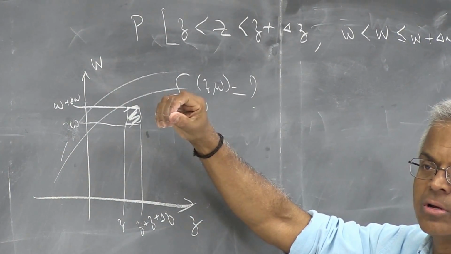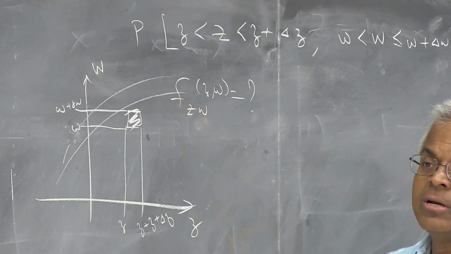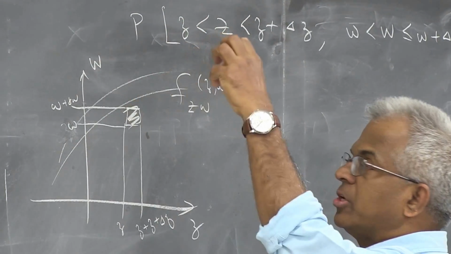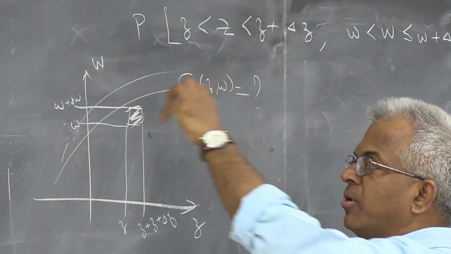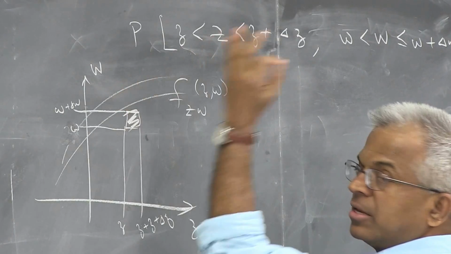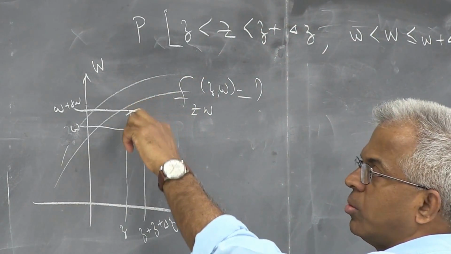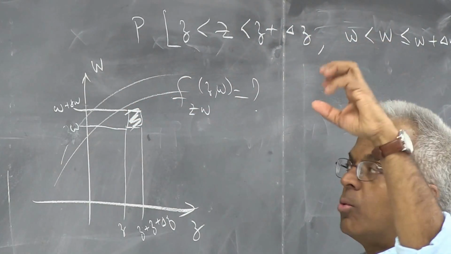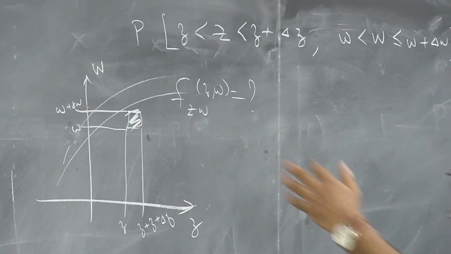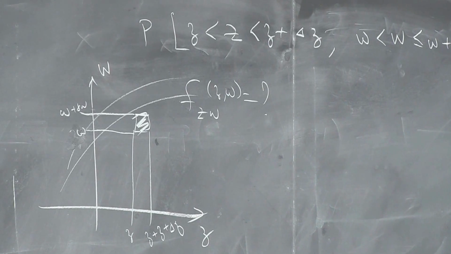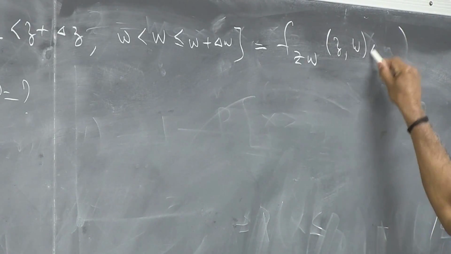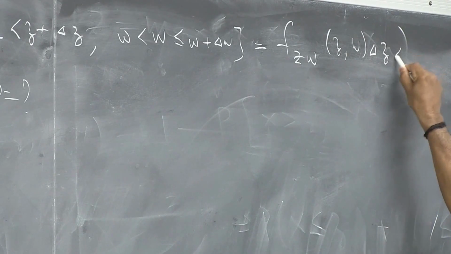Remember, the density function is here. The region is very small, so finding this volume is the same as what? Imagine a tiny rectangle. So the volume under that is the base times the height. What is the height? f_ZW(z, w). So this will be f_ZW(z, w) multiplied by delta z delta w, right?